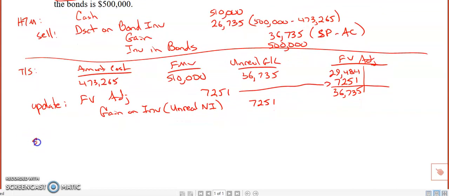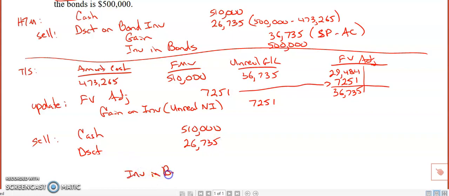So now we can sell it. We updated the fair value adjustment account, so now we need to sell it. In all three of these, we're going to get cash of 510,000. We're going to take the discount. I'm going to leave off the bond investment just to speed things up, 26,735. Skip a space here, and then the investment in bonds is going to come off for 500,000. That is the same every single time. So now we know this number has to be 36,735.